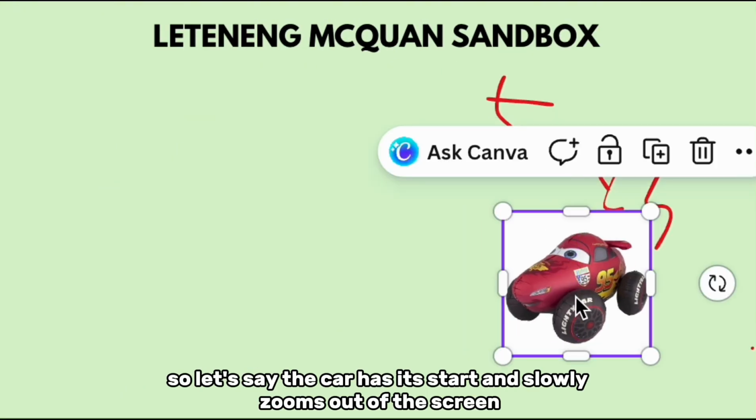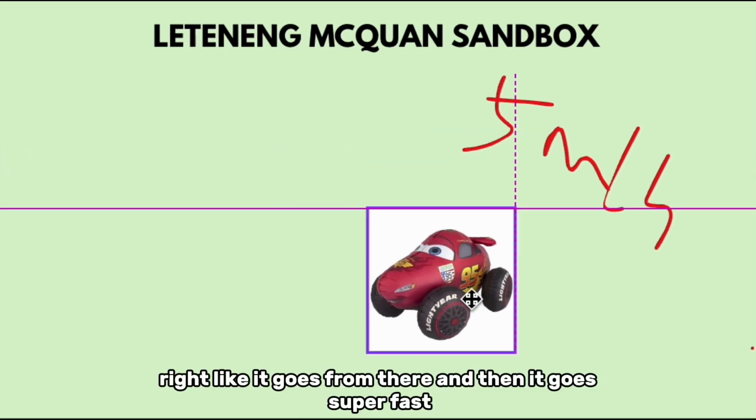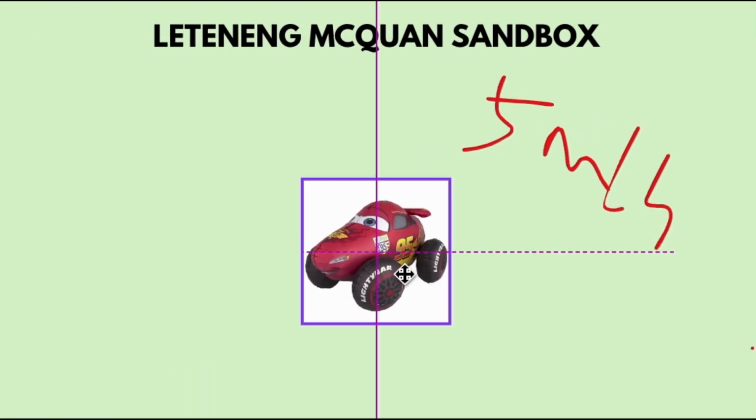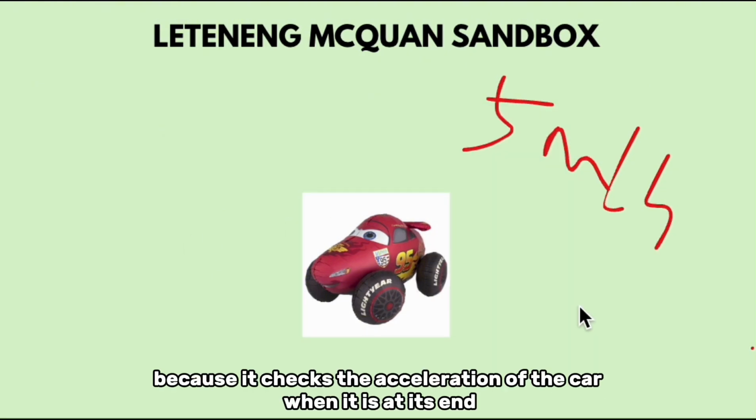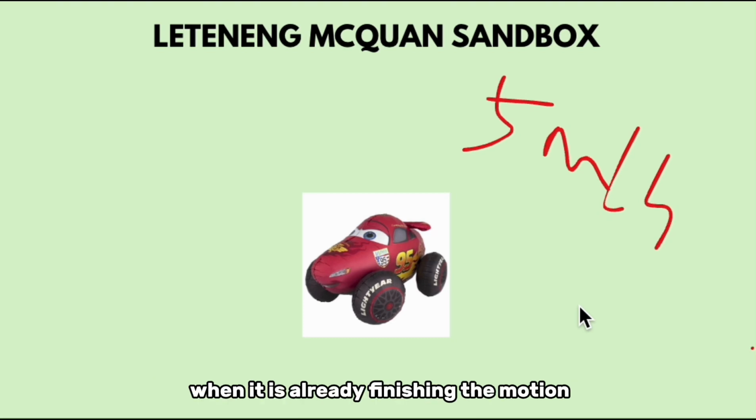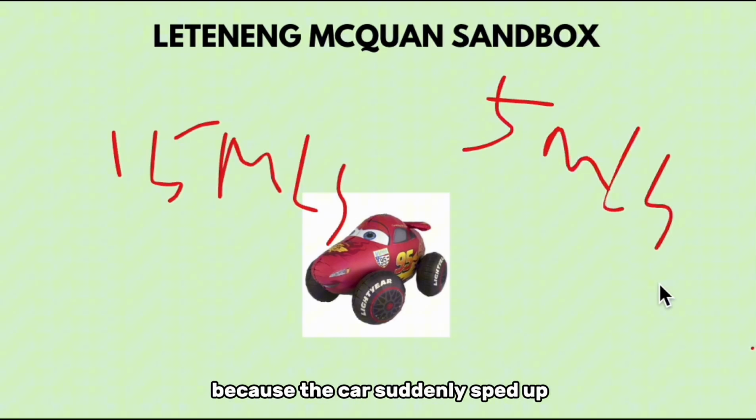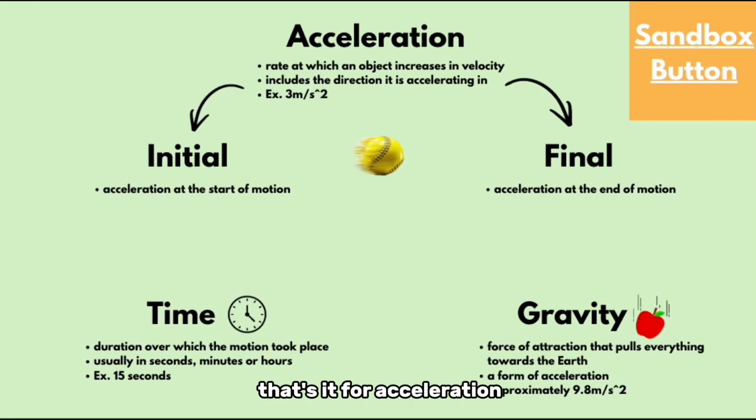So let's say the car has its start and slowly zooms out of the screen, right? Like it goes from there and then it goes super fast. That means we have to have a separate value, which is what the final acceleration is for, because it checks the acceleration of the car when it is at its end, when it is already finishing the motion. So let's say that's 15 meters per second, because the car suddenly sped up. Okay, that's it for acceleration.